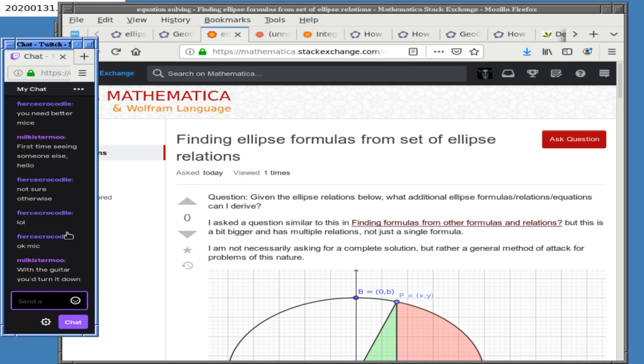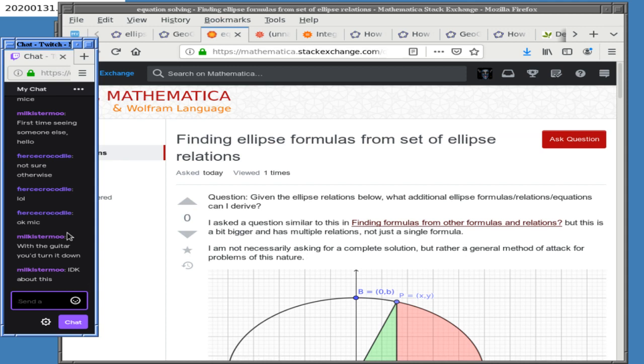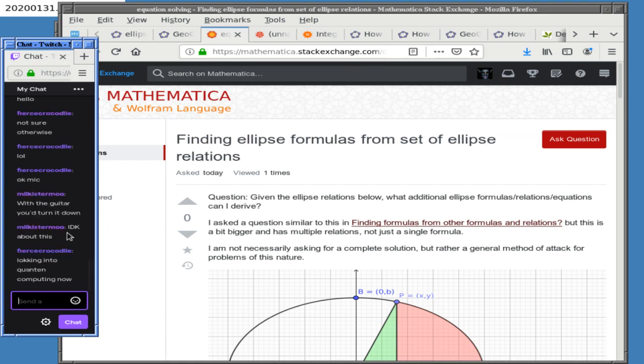With the guitar, you turn it down. So right now, okay, so I don't know about this. So the issue here is you can hear me just fine. There's not a lot of noise, or there's no noise, but my voice is cracking. Is this about the looking into quantum sharpening now? There's still noise. Okay. But it's toned down. Okay, it is Pomodoro time, but I'm not going to go because you guys are helping me.